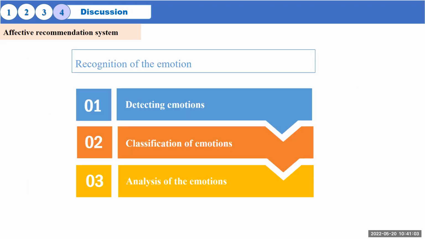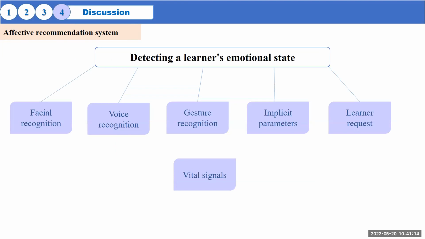There are three common steps in the recognition of emotion, namely detecting emotion, classification of emotions, and analysis of emotions. For the first step, there are a variety of methods used to detect emotions, such as facial expressions, voice recognition, and learner requests. Some of them are more effective in recognizing emotions than others. Nevertheless, not everything is effective. Some of these sources of information are intrusive and affect the learning process.